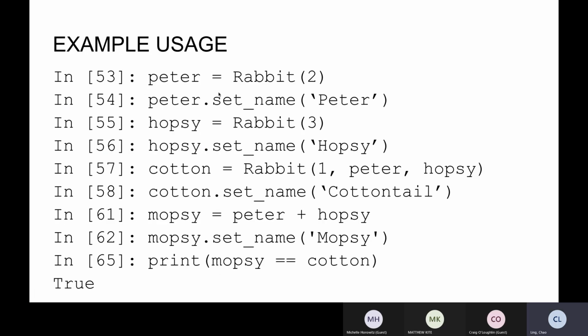So for example, here, Peter is a rabbit 2 years old, and rabbit Hopsy. And Cotton is a rabbit of 1 year old with Peter and Hopsy as her parents. And Cotton's name is Cottontail. Mopsy is born by Peter and Hopsy. And is Mopsy equal to Cotton? The answer is true because they share the same parents.